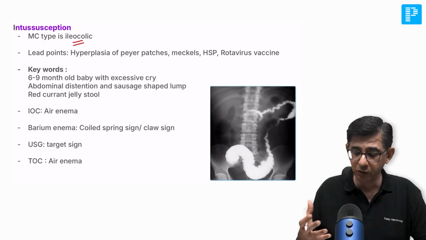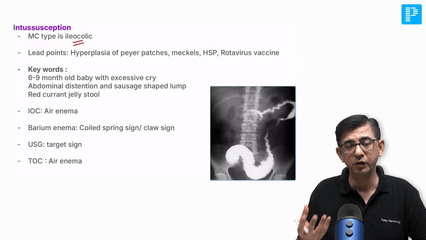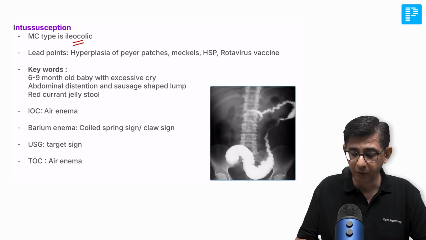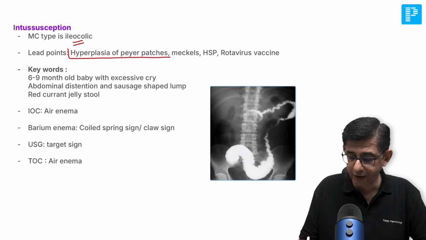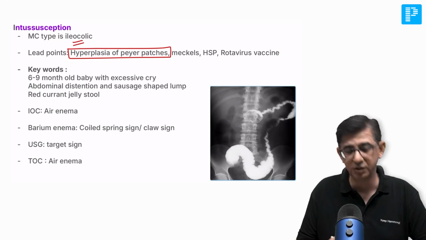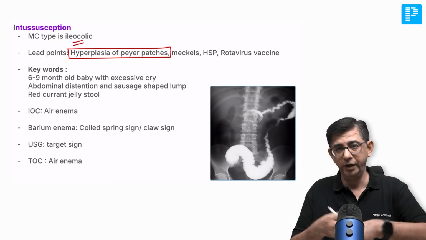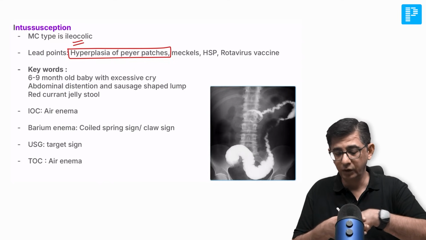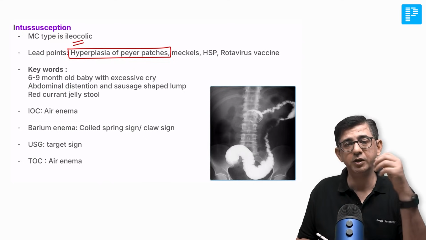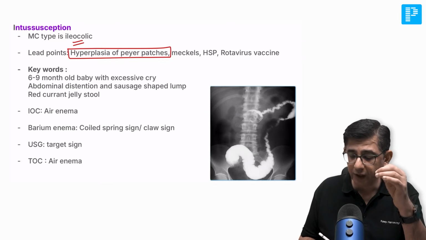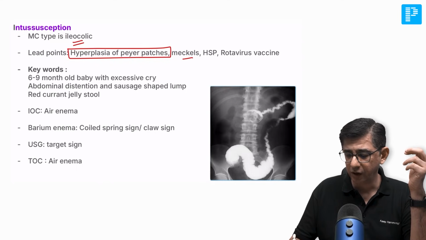Because at 6 to 9 months you are giving cereals, and the cereals will cause antigenic challenge, which will cause hyperplasia of the Peyer's patches. So the lead point is hyperplasia of the Peyer's patches, which will cause one part of the intestine to telescope and herniate into another. That's because of the hyperplasia of the Peyer's patches, which is a lead point. Other causes can be Meckel's or Henoch-Schonlein purpura.